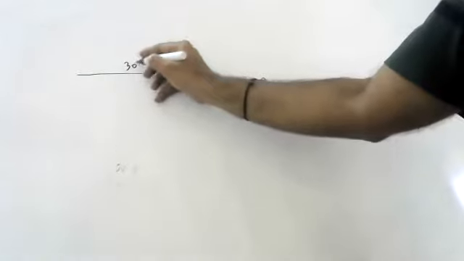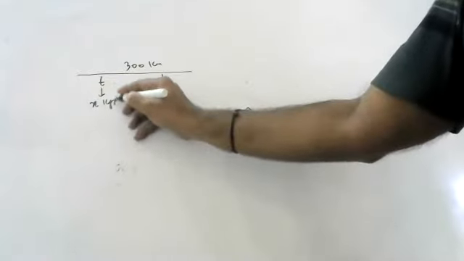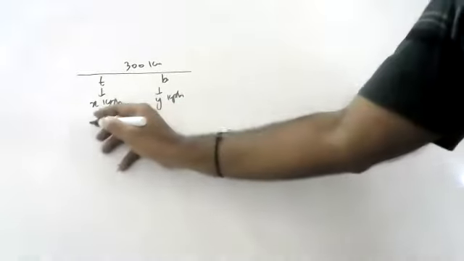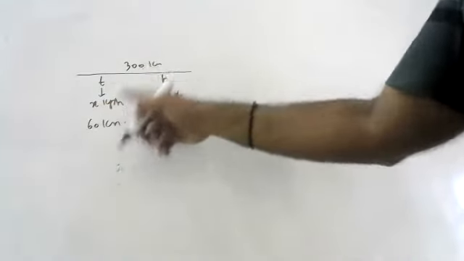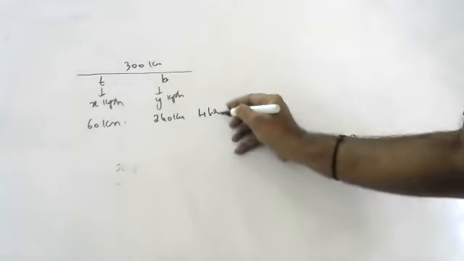Ruhi travels 300 kilometers partly by train, partly by bus. Speed of train, let us take x kmph. Speed of bus, let us take y kmph. Two conditions they will give, children. The first condition is like this. She takes 4 hours if she travels 60 kilometers by train, and 300 minus 60, 240 kilometers by bus. They won't give this. She takes 4 hours. This is the first condition.